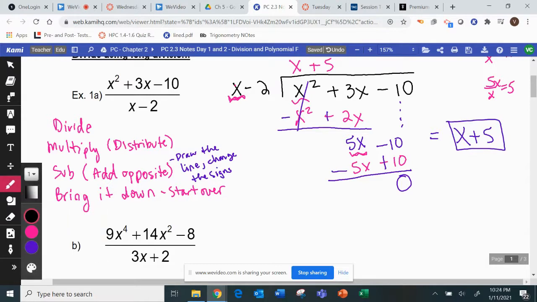If you want to summarize everything I just did, I found that x squared plus 3x minus 10 divided by x minus 2 equals x plus 5. If I went backwards, I could say that x plus 5 multiplied by x minus 2 is equal to x squared plus 3x minus 10. So that's multiplying back to check your answer.